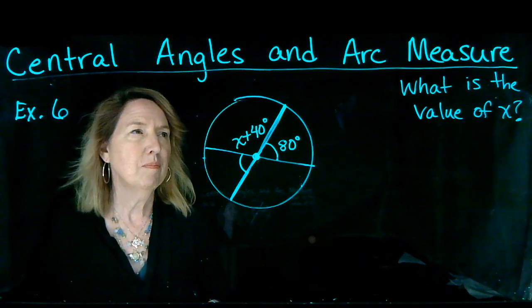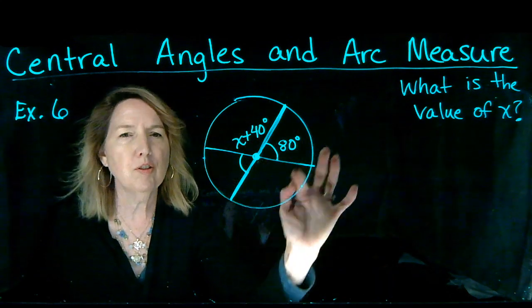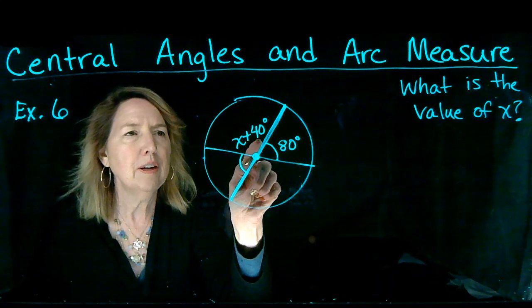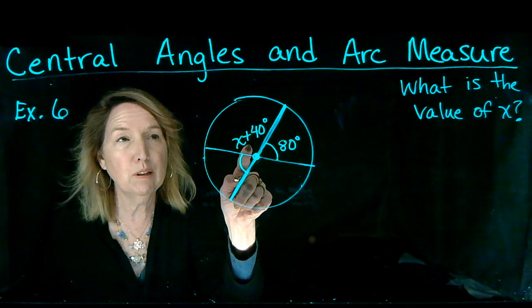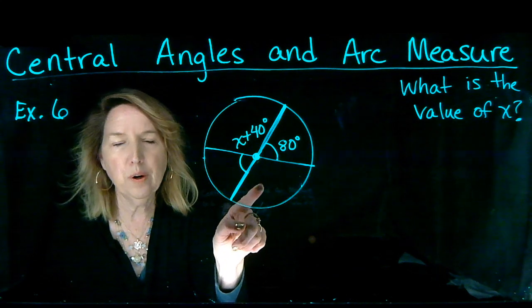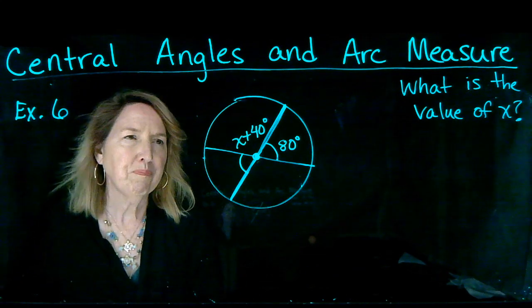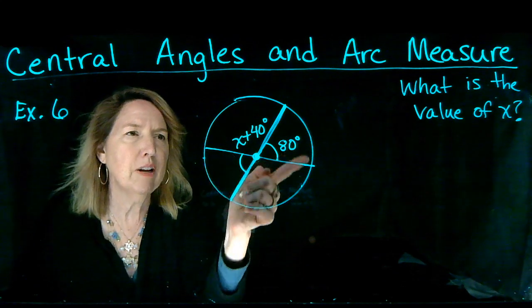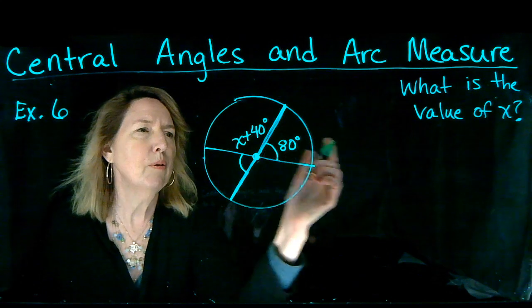Example 6 asks what's the value of x, and what we have is a circle with a central angle of 80 and another angle at x plus 40. This must be 80 and this must be x plus 40 as well, but you don't need all of that, and the reason is from here to here is a straight line or half a circle. That's 180 degrees.